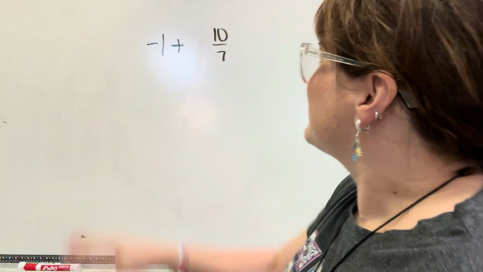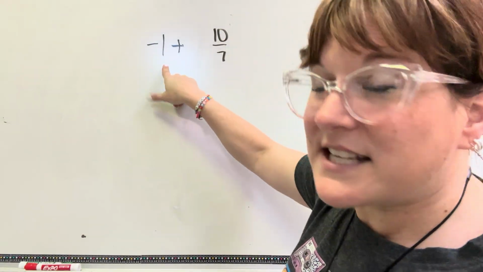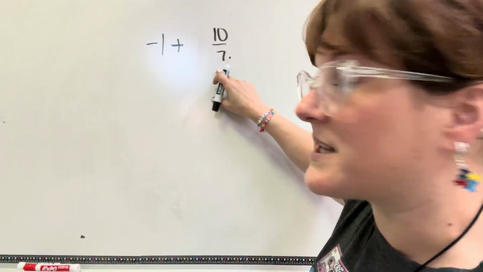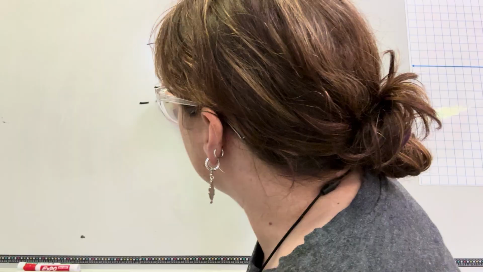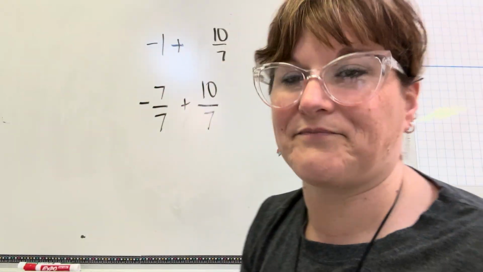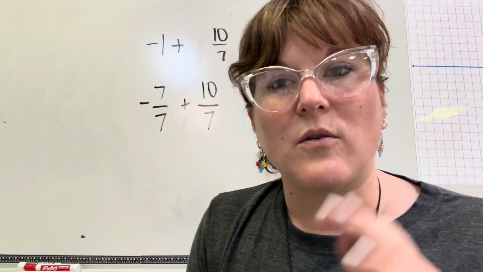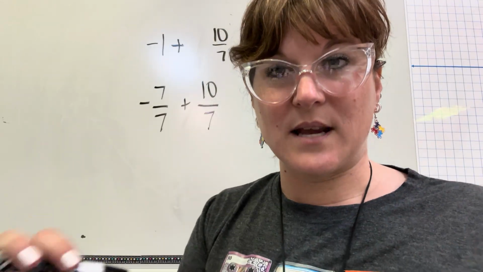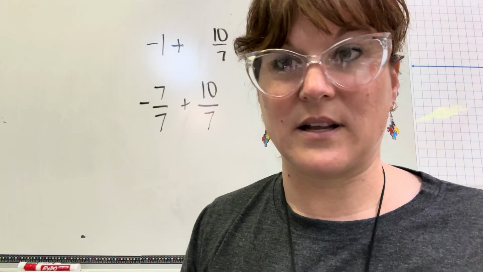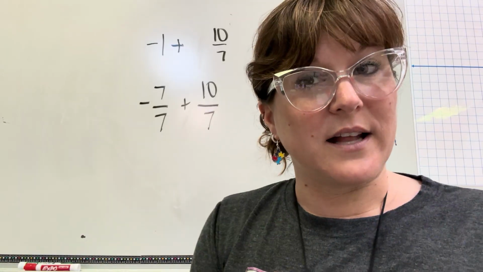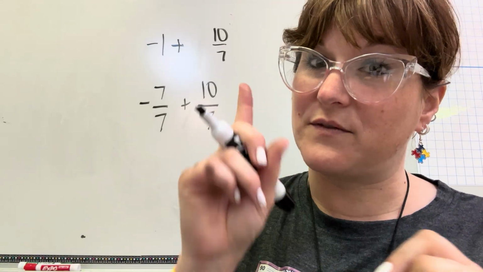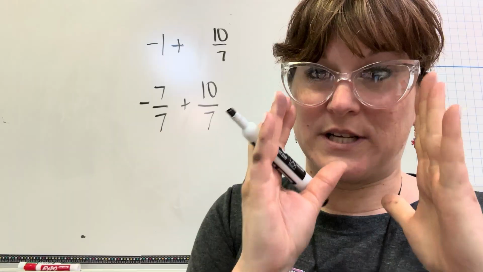Okay? So now that I have this, I need to have a common denominator. So my common denominator is going to be 7. So now I'm going to have 7/7 plus 10/7. Now, remember when I said if they are the same sign, adding, you add them together and give the sign that they are. When they are not the same sign, you subtract them and give the sign to the larger digit.